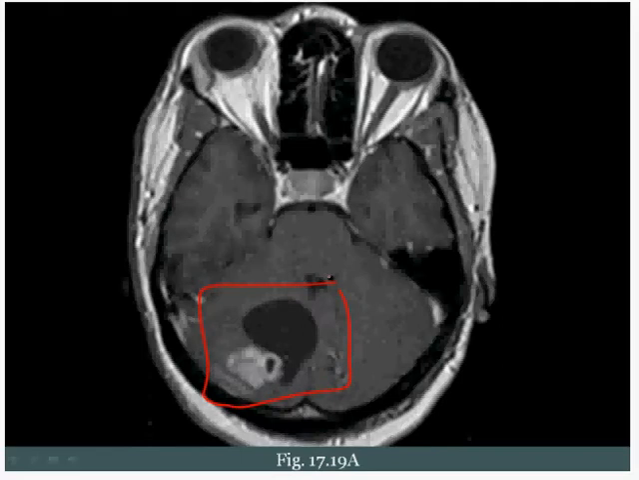Now, if you have trouble remembering that, you can think of pilocytic astrocytoma as a pilocystic astrocytoma, if you want to just play with the words, and then that'll help you to remember that it's a cyst with a mural nodule.